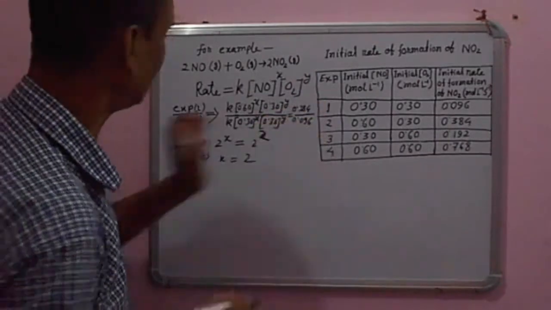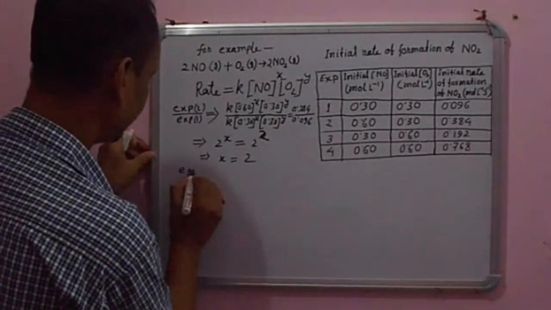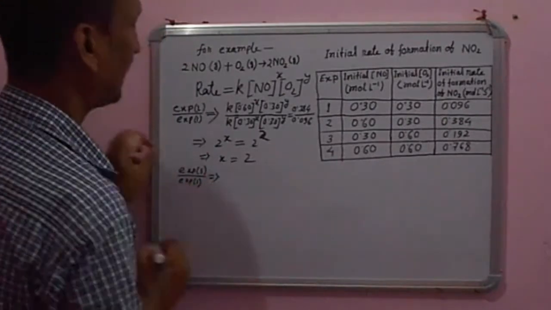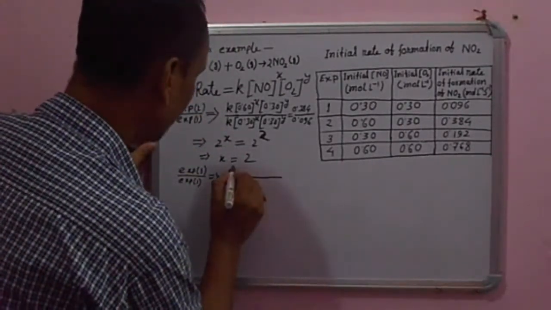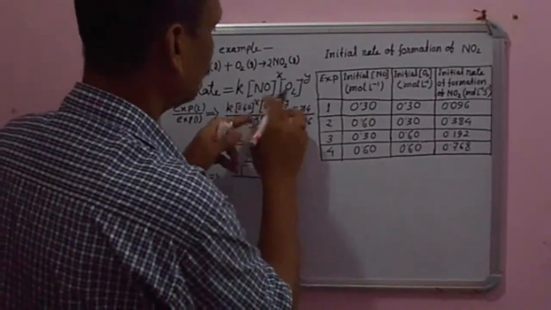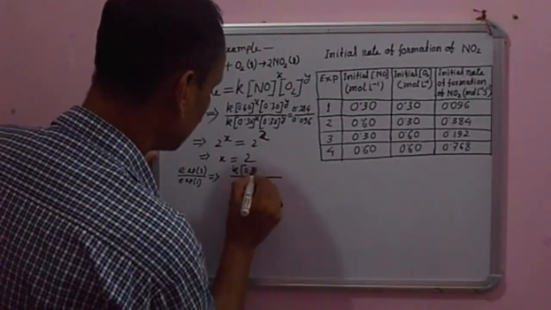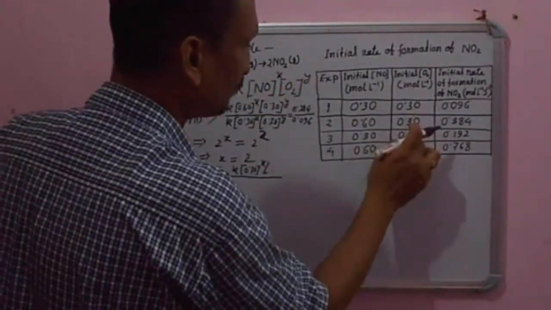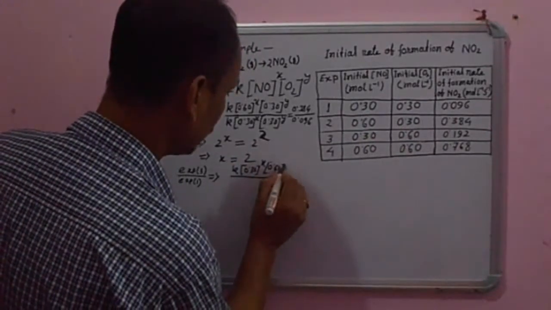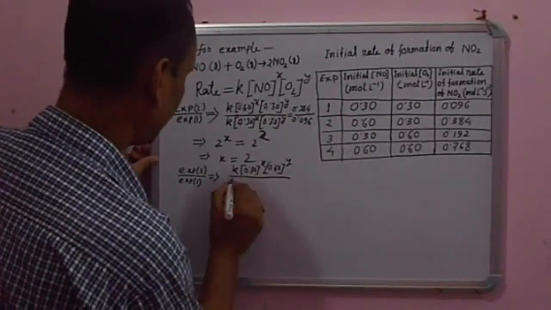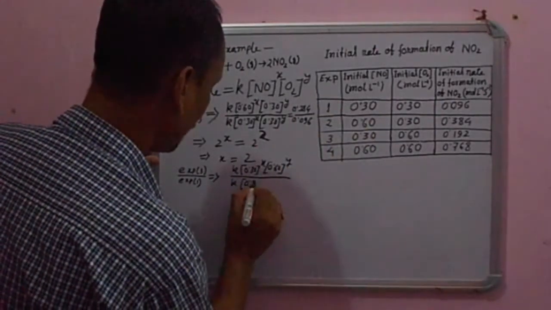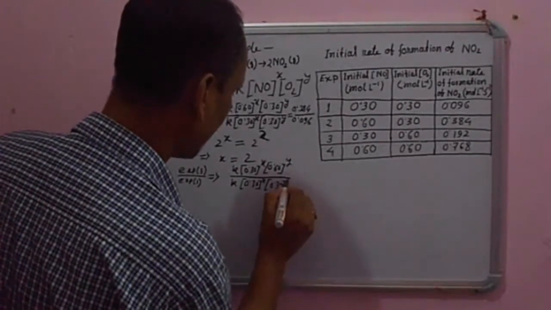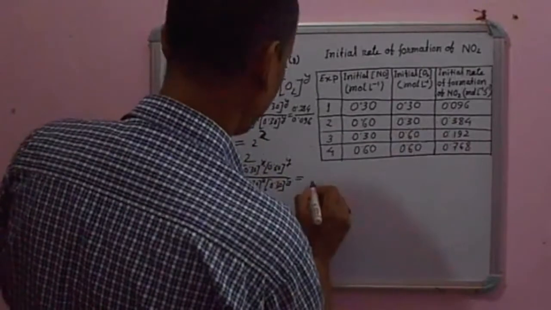Similarly, if you compare experiment 1 and 3, that means experiment 3 divided by experiment 1, that implies K, concentration of NO to the power x, that means 0.3 to the power x, concentration of O2 to the power y, that means 0.60 to the power y, divided by K, concentration of NO, 0.30 to the power x, concentration of O2, 0.30 to the power y, that will be equal to 0.192 divided by 0.096.